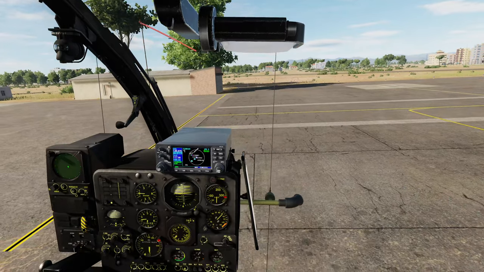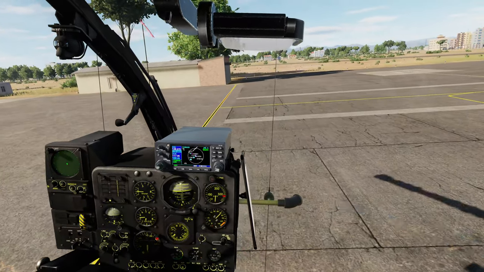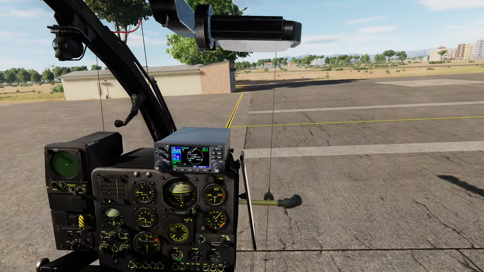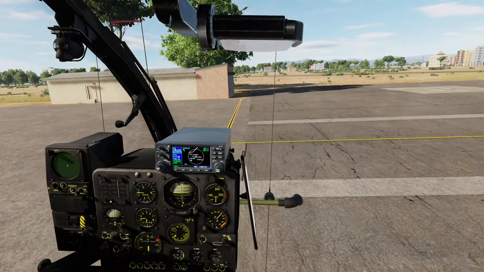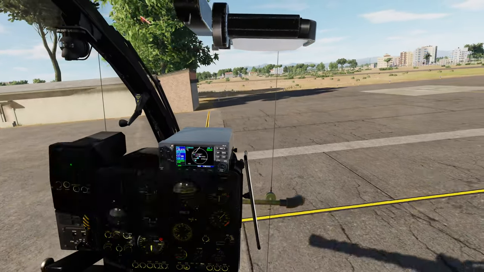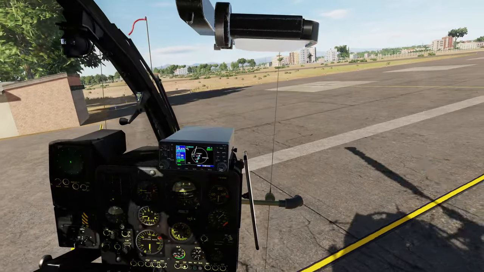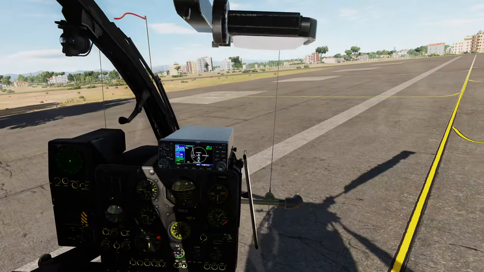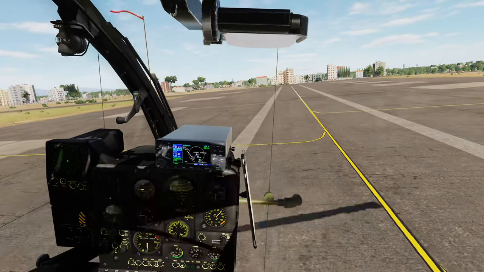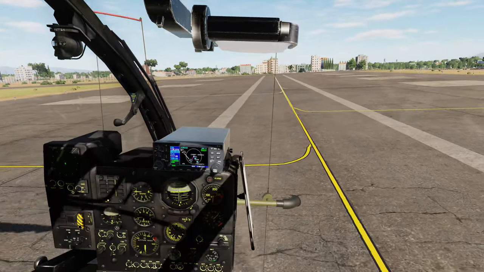Okay, so now I'm going to bring the nose down just a touch and bring us into the hover taxi. We want to do it nice and slow, especially when you're not very skilled, as I am not. You really just want to be doing walking pace. I'm going to roll the helicopter a little bit and give it a bit of yaw pedal to make the turn. And we're going to keep it going nice and slow. Let's not let it get away from us.